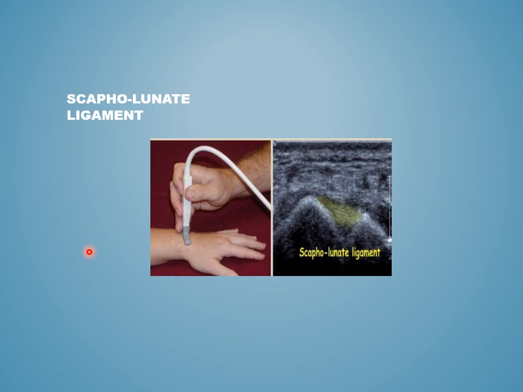Regarding the scapholunate ligament, as we mentioned before, putting a probe in long axis at the distal end of the radius, we can see the scaphoid bone. Then moving the probe transversely, another bone will appear, which is the lunate, so we can examine the scapholunate ligament.